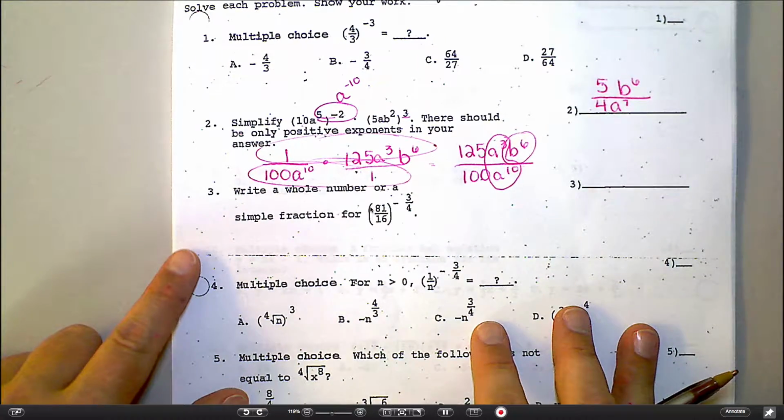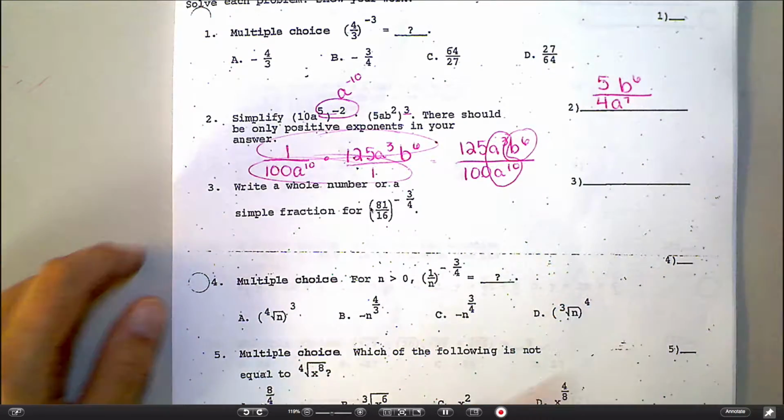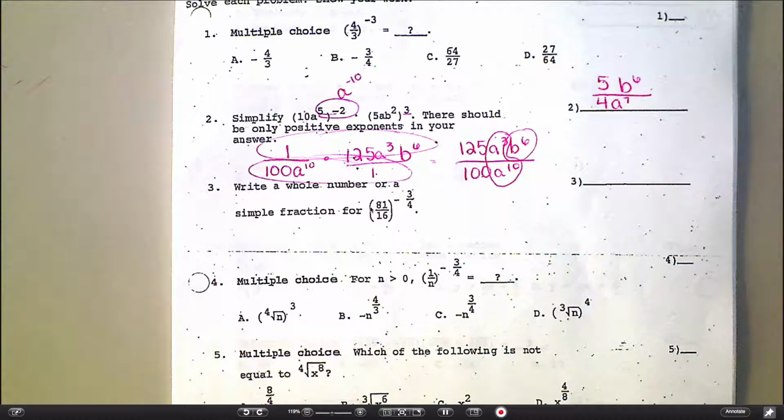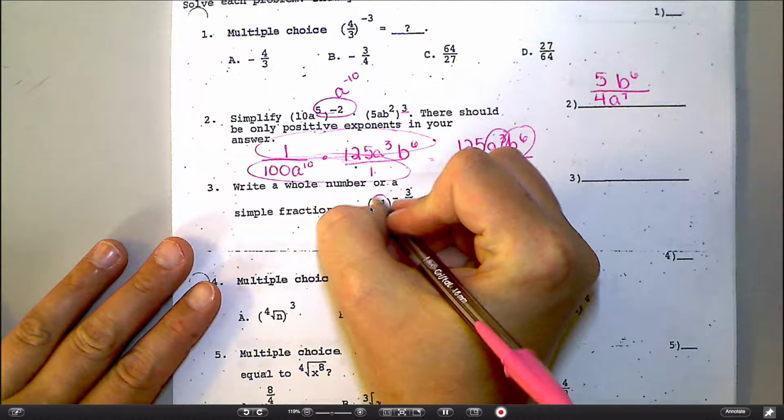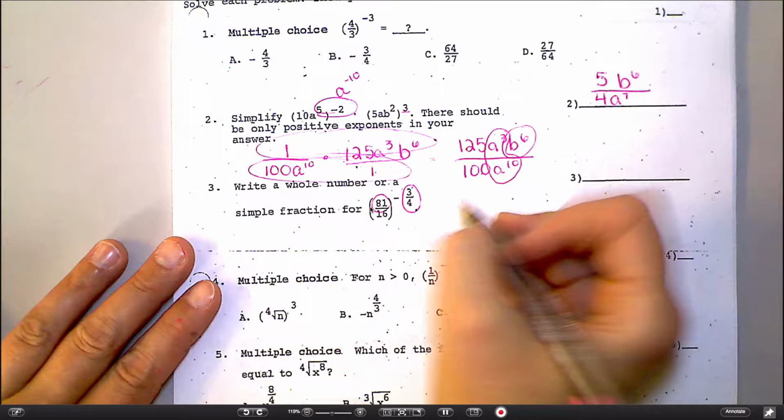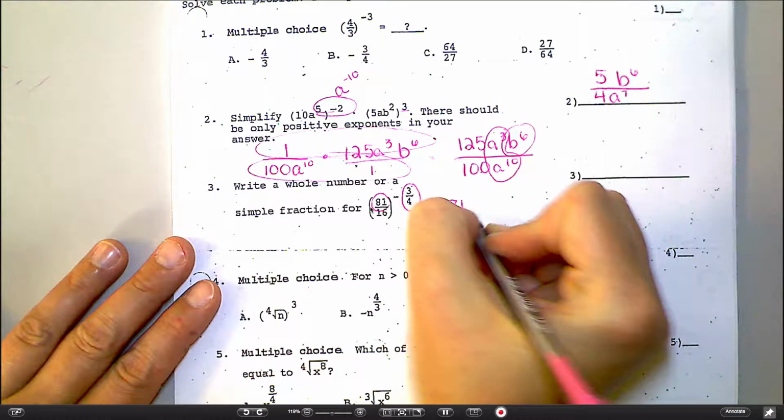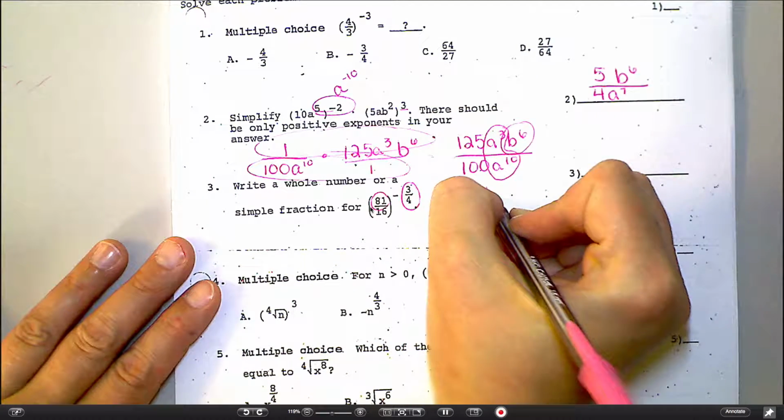Okay, so 81 over 16 to the power of negative 3/4. Technically, you could put this in your calculator. Your calculator is going to give you a decimal for this. I probably won't ask for your answer as a decimal. I'll probably want it as a fraction. If you know how to use your calculator to turn it back into a fraction, more power to you. But really what you're doing here is 81 to the power of 3/4, which is going to be 27.